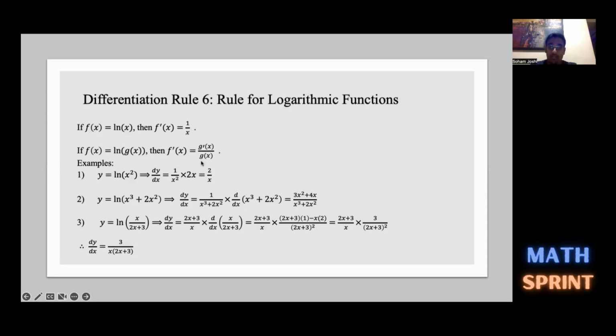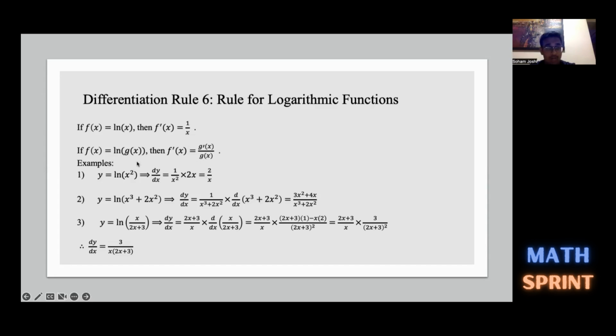All right, so differentiation rule number 6, the rule for logarithmic functions. If f of x is equal to ln x, then f dash of x is equal to 1 by x. Then if we include the chain rule in this, if f of x is equal to ln of g of x, where g of x is some function, then f dash of x is equal to g dash of x divided by g of x.